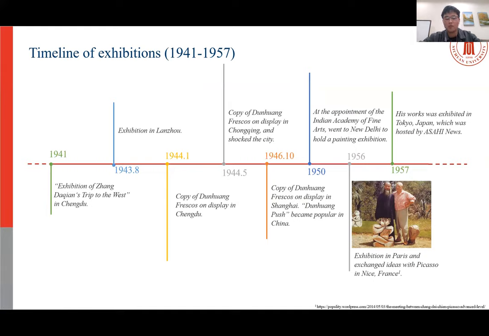His work gradually influenced the Chinese painting world, as he combined the style of Dunhuang frescoes with his own painting skills and formed a unique painting style. His exhibitions gradually moved around the world, including India, Japan, France, and the United States. It's worth mentioning that when Zhang Daqian held an exhibition in Paris in 1957, he met Picasso in Nice and they exchanged gifts.